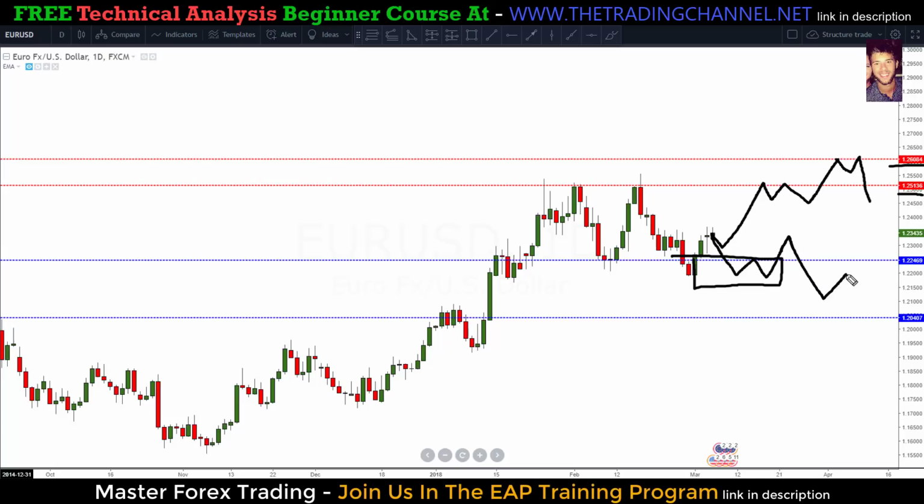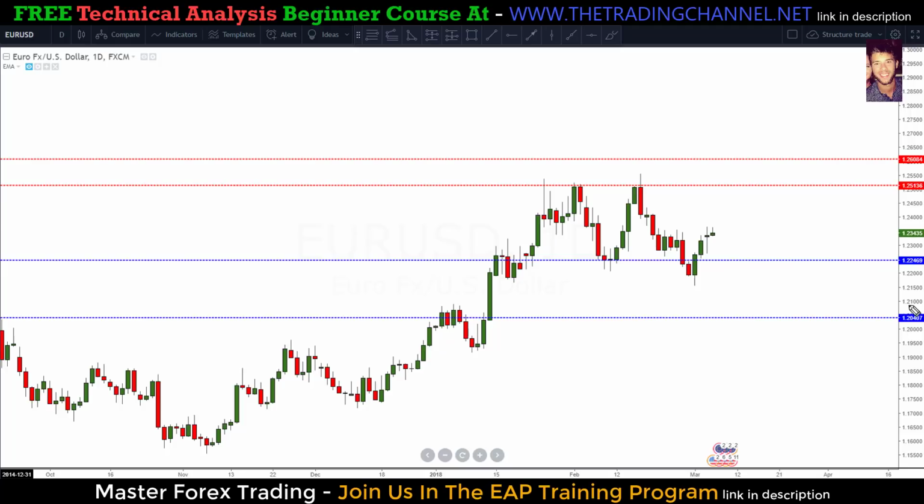And if we push below that, creating this possible trend reversal going into a downtrend, we'll be looking for shorting opportunities all the way down to the 1.2040 level, which will be the next level we look at for possible long opportunities here on the euro dollar. So that's our analysis for this pair.